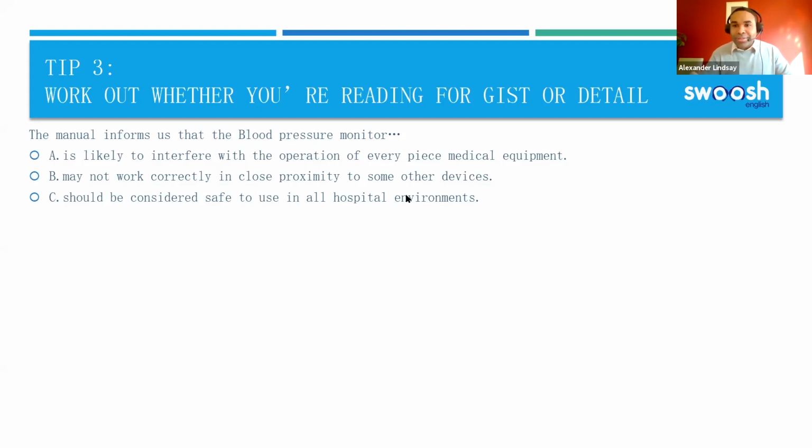Okay, so it's on the screen here that I've got this PowerPoint. You hopefully should be able to see the question there. Okay, so yeah, this is going to be detailed, isn't it? The manual informs us that the blood pressure monitor. Okay, and then the three options, if we read them, is likely to interfere with the operation of every piece of medical equipment, may not work correctly in close proximity to some other devices, should be considered safe to use in all hospital environments. So what we can see here then is that in order to answer the question, we're going to have to go into the text to find some specific details in order to help us.